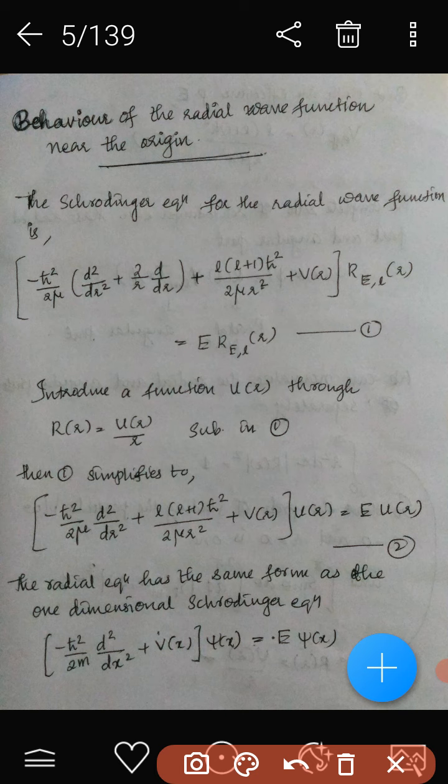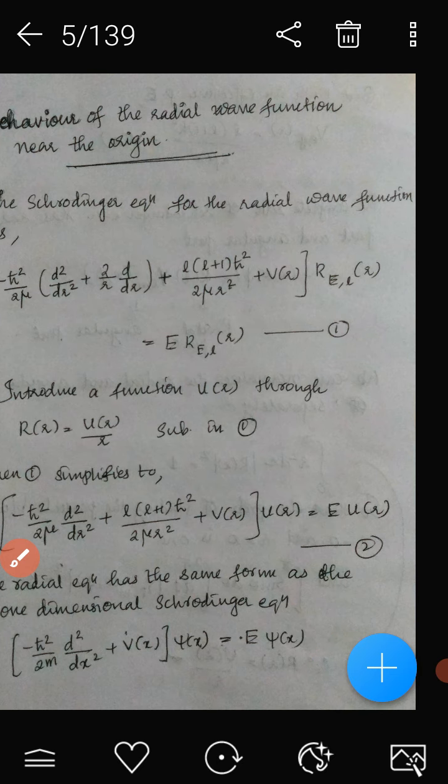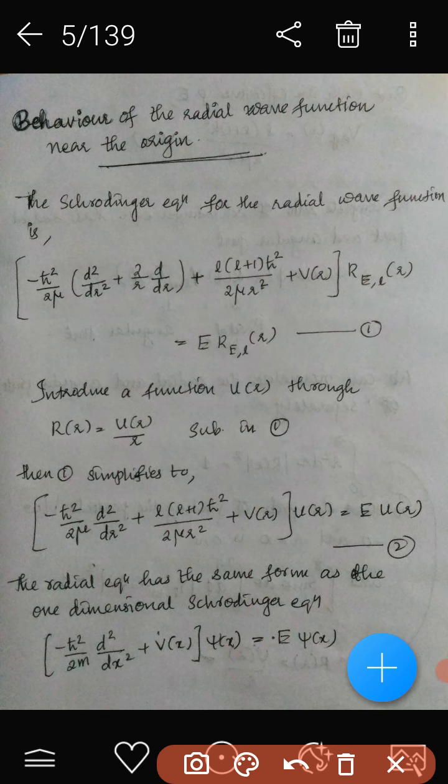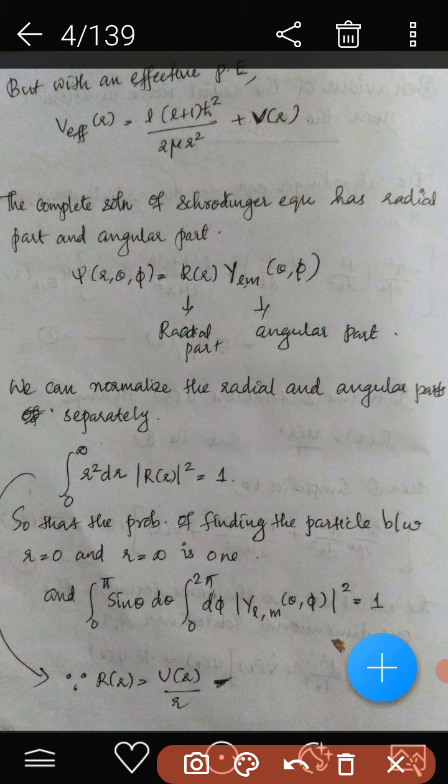And this radial equation has the same form as the one-dimensional Schrodinger equation. Both have the same form. Here, instead of the potential energy term, you can see this term, which is the effective potential energy. V effective is equal to L into L plus 1 h cross square by 2 mu r square, plus V of r.